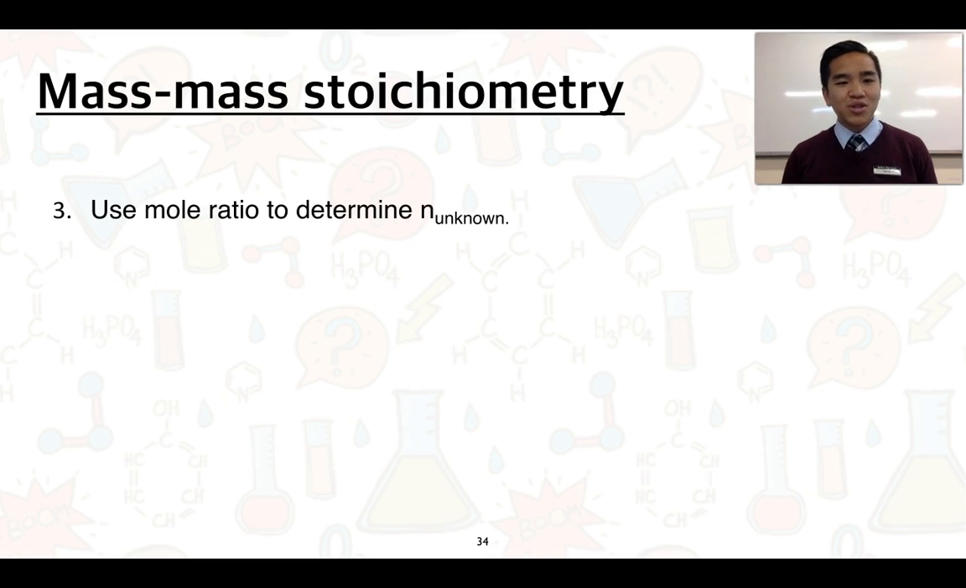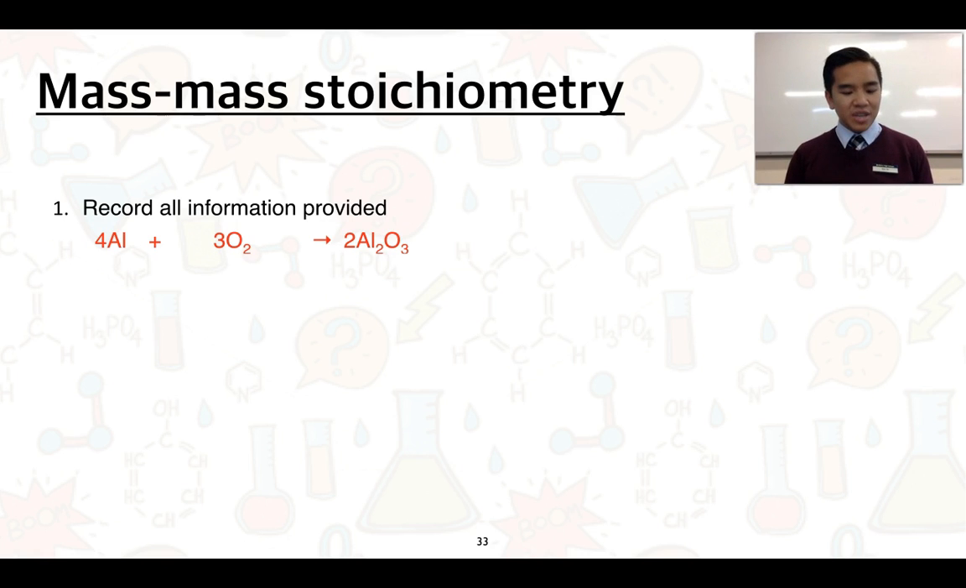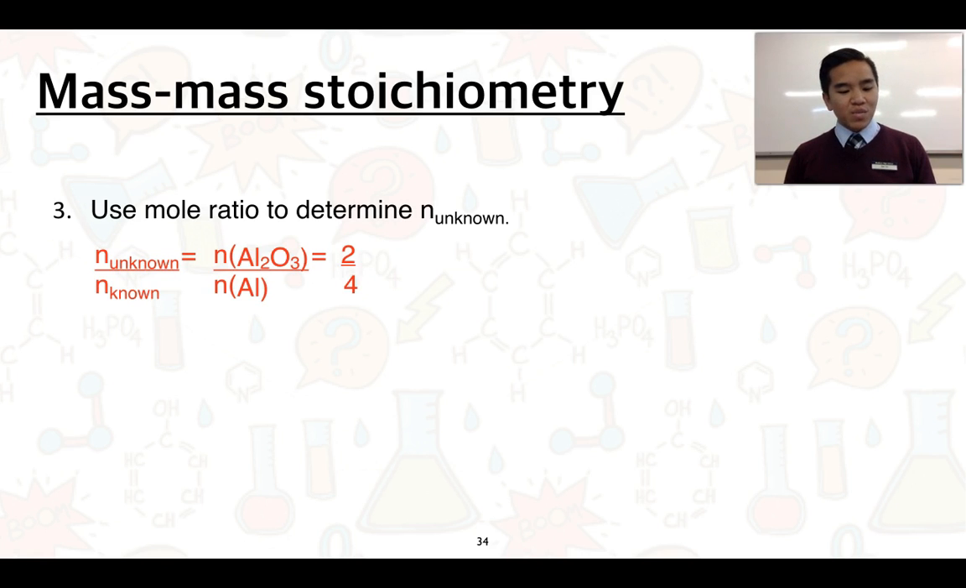The third step is to use mole ratios to determine the number of moles of our unknown. So how do we do that? It's essentially based on our balanced equation. So this was our balanced equation here. We can see 4 moles of aluminium react with 3 moles of oxygen, and they produce 2 moles of aluminium oxide.